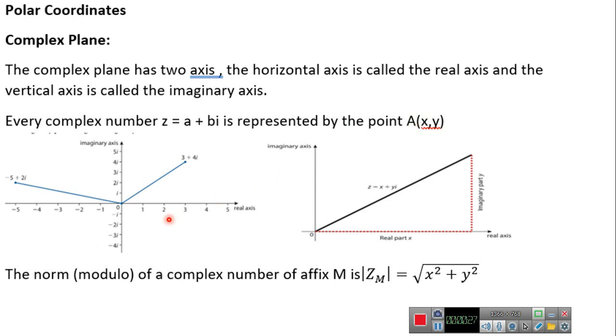So for example, here you have 3 plus 4i, so this is 3 on the real axis, this is 4, you graph it. Here minus 5 plus 2i, and always the norm of z is the distance. For example, this is the real part, the imaginary part here, and the norm of z is radical x square plus y square. So this distance here is the norm of z, as we said in the first video. Modulo is radical x square plus y square.